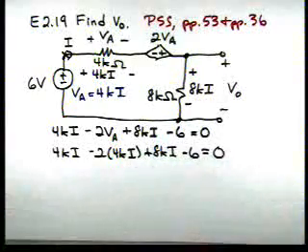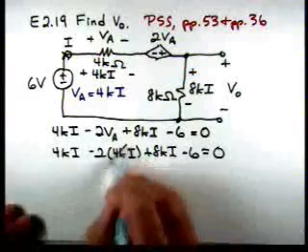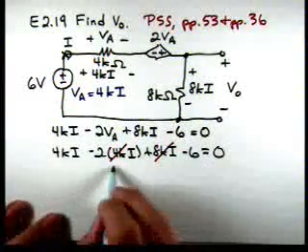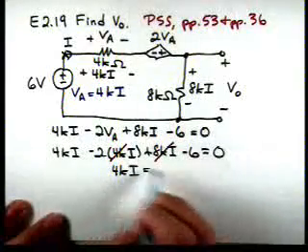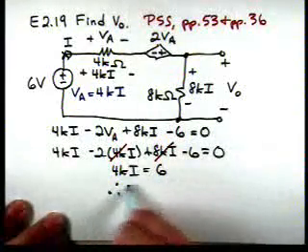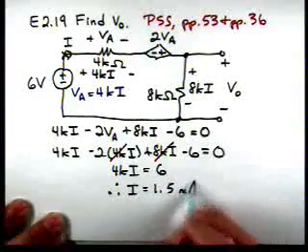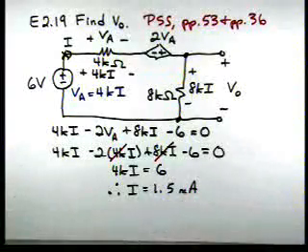equal to 0. And if you'll note, these two terms cancel. We're left with 4K times I is equal to 6. Therefore, I is equal to 1.5 milliamps. So now we solve for the current.